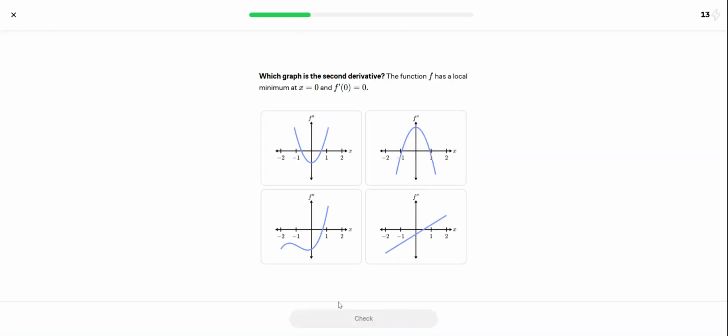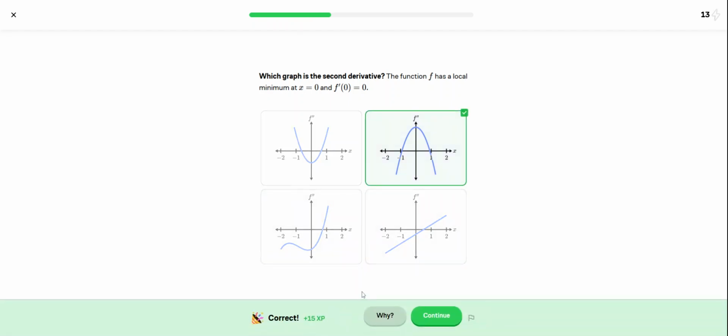Another question. Which graph is the second derivative? There's a local minimum at x equals 0, where the first derivative is also 0. At a minimum, the second derivative must be positive here. It's the same question again, it seems. Let's check. Yup, correct again.